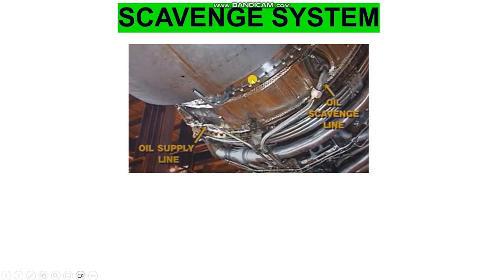This is the scavenge system here. Okay, oil scavenge or oil supply lines.